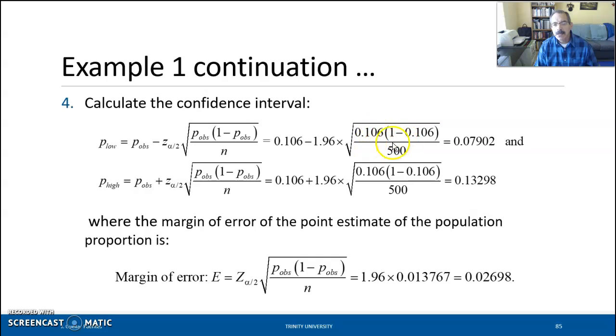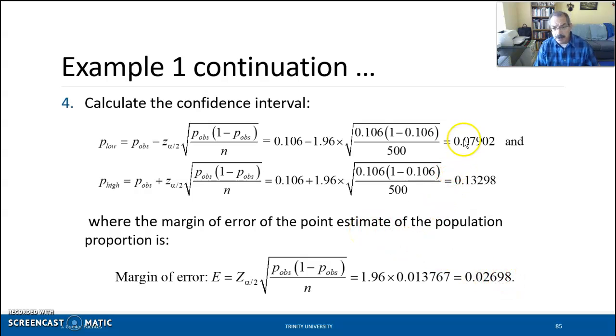And here is the calculation of the standard deviation of the sampling distribution. Again, if you carry out these calculations, you find that the lower limit of the confidence interval is 0.07902, and the upper limit is 0.13298. And of course, if you're interested in finding the margin of error, well, it's the product of the z-value times the estimate of the standard deviation of the sampling distribution, and that's 0.02698.